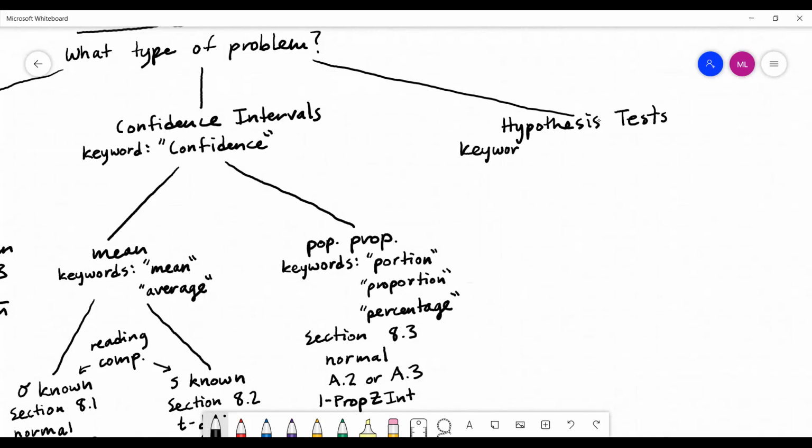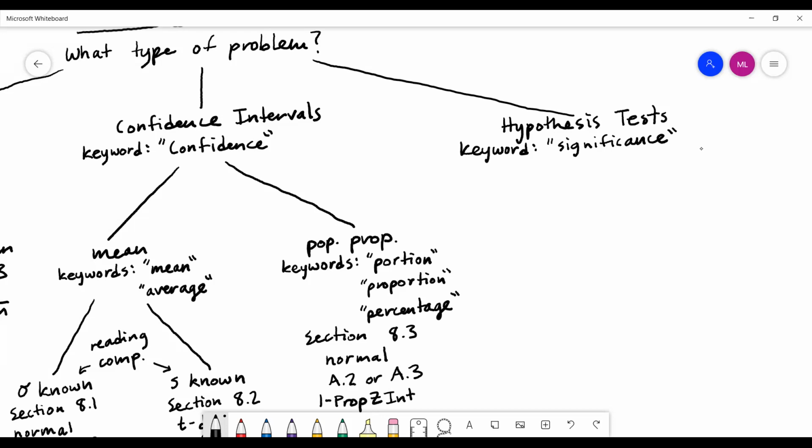The key word here is going to be significance. They'll always talk about a significance level. Unlike in a confidence interval, where they explicitly tell you to construct a confidence interval, over here they'll be asking some question, right? All the hypothesis tests pose some question that we have to essentially answer yes or no. Like, is there enough evidence to support this idea, yes or no?